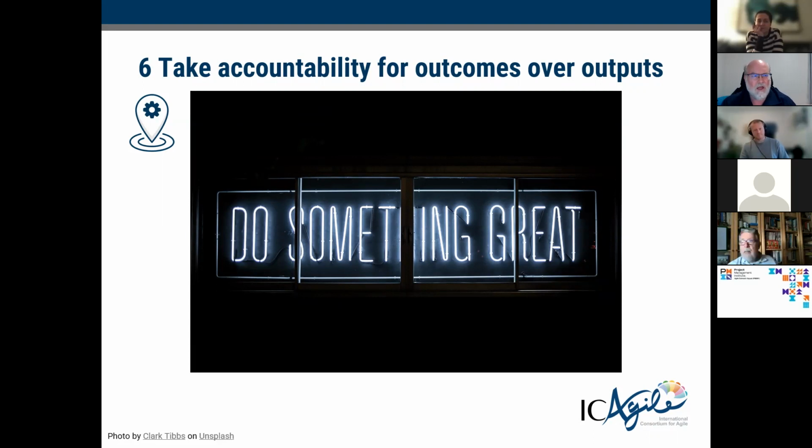Outputs are measured only as steps towards achieving the outcomes. And generally, the outputs are private to the team.